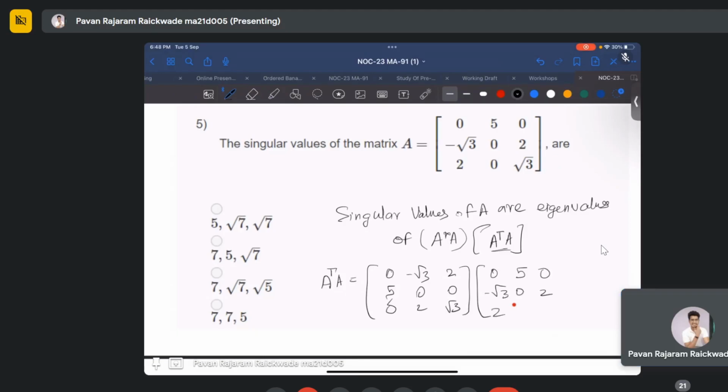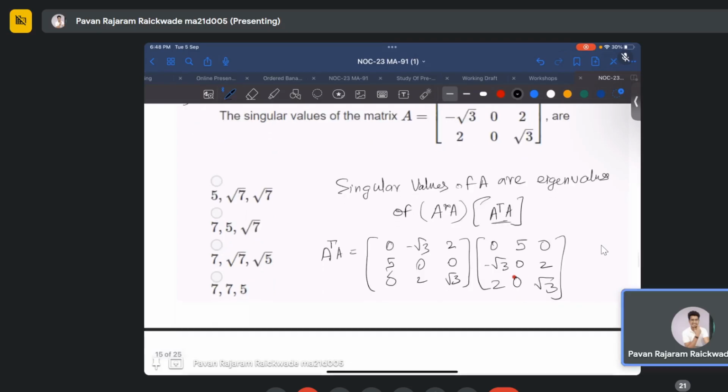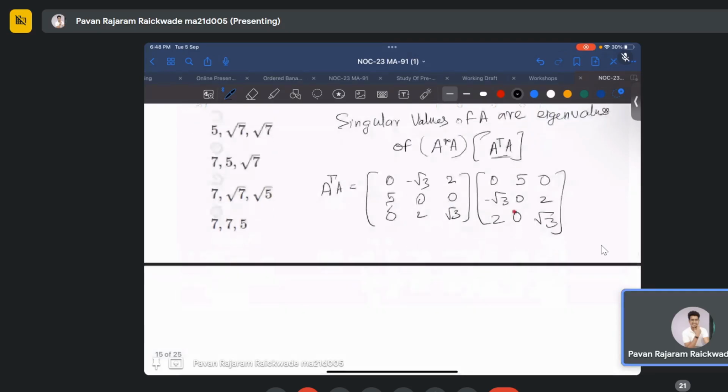Sir, can you take the next one? We will do this one. No issue, perfect. This is just the calculation. You just have to find the eigenvalues. Yes, sure. Good. Thank you.